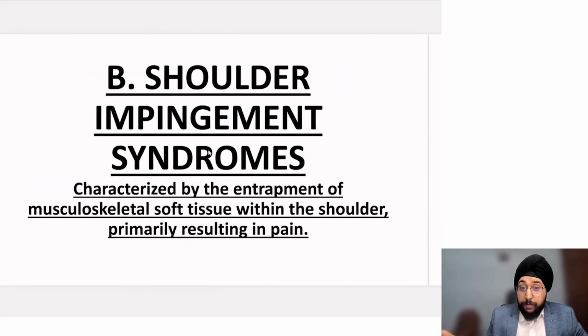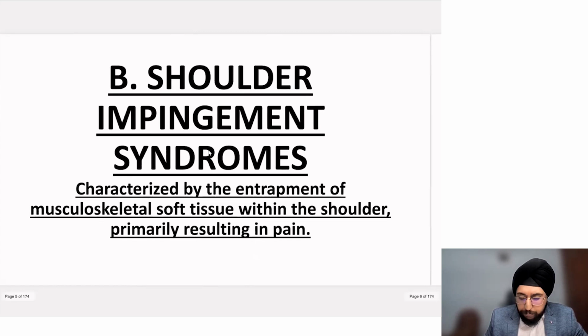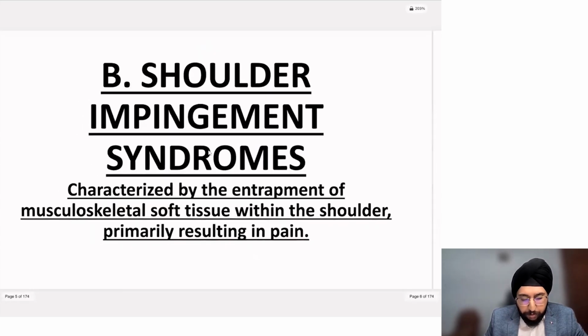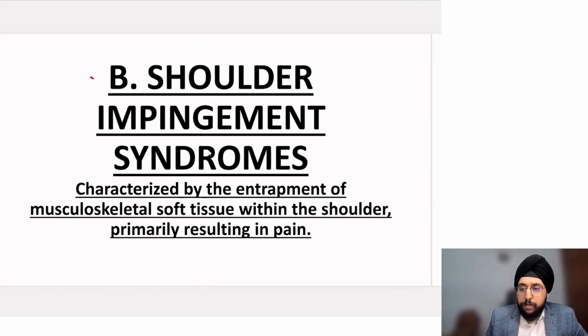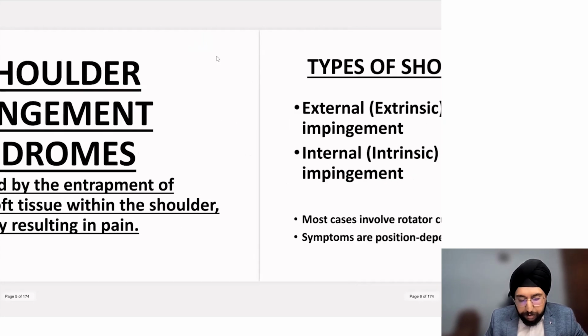As the word impingement suggests, it's basically entrapment of the musculoskeletal soft tissue within the shoulder, which results in pain. This is the most common diagnosis which we get on a day-to-day basis in the shoulder joints which we report. But I haven't seen anyone writing the word impingement in that.